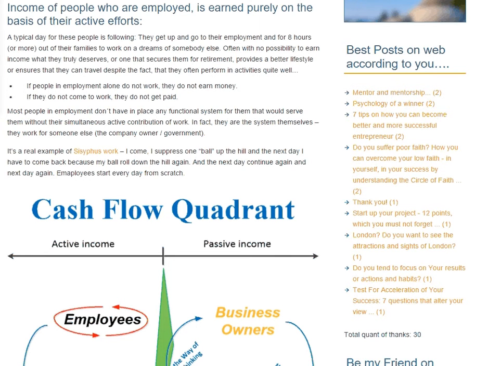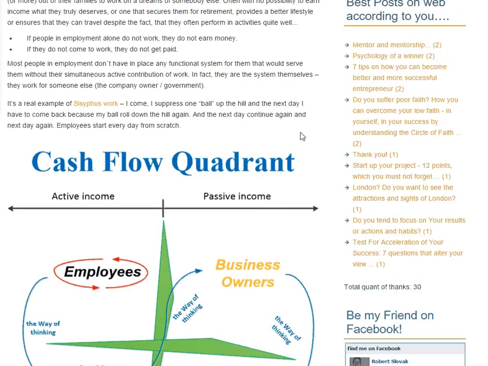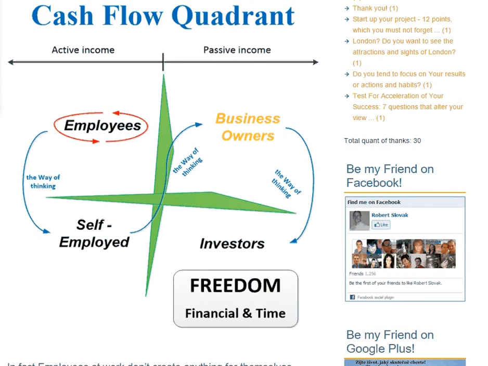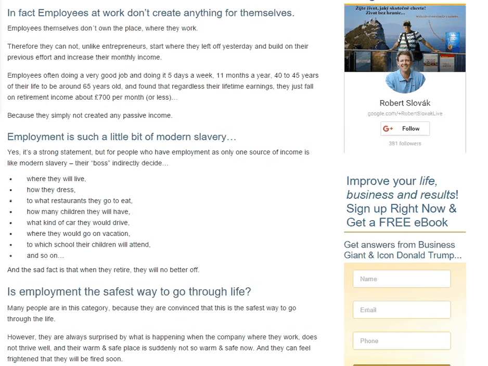I come, I push one ball up the hill, and the next day I have to come back because my ball rolled down the hill again. And the next day continue again, and the next day again. Employees start every day from scratch. In fact, employees at work don't create anything for themselves. Employees don't own the place where they work. Therefore, they cannot, unlike entrepreneurs, start where they left off yesterday, build on their previous effort and increase their monthly income.